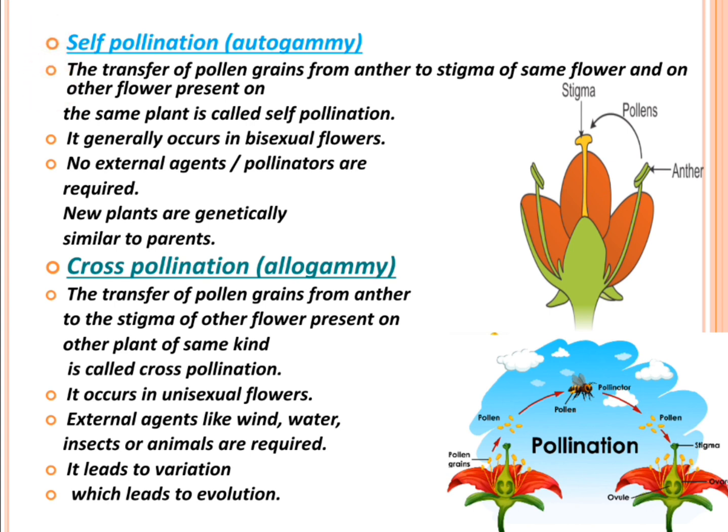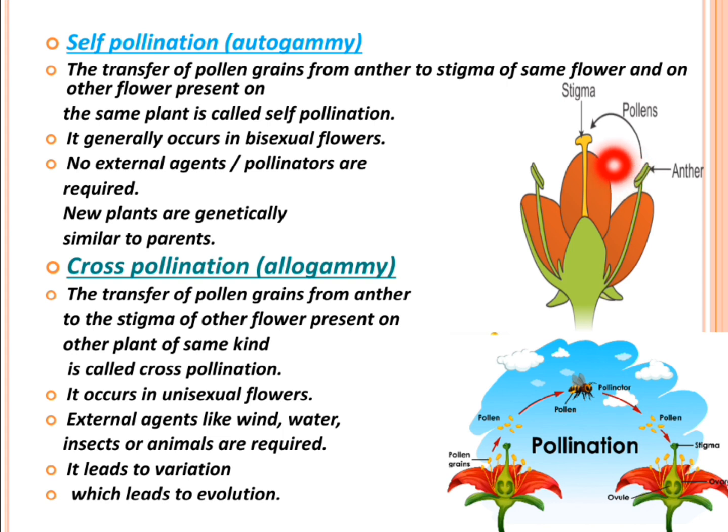The transfer of pollen grains from anther to stigma of the same flower or on the other flower present on the same plant is called self-pollination. It mostly occurs in bisexual flowers, as both male and female reproductive organs are present in the same flower. For this type of pollination, no external agents or pollinators like water, insects, animals or wind is required.